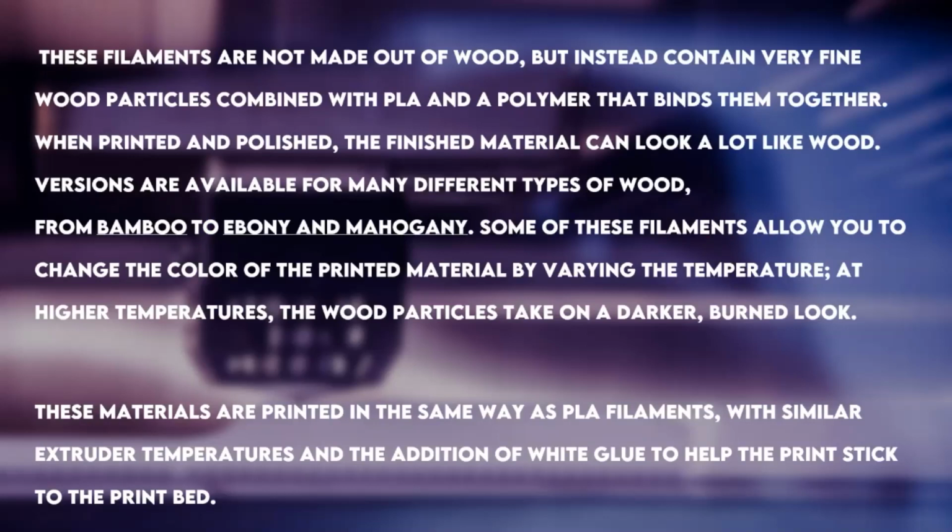Okay. So now these filaments are not made out of wood, but instead they contain very fine wood particles combined with PLA and a polymer that binds them together. Okay, so as I have said, we can use PLA with another polymer that would bind the PLA and wood together. So the finished material can look a lot like wood, and versions are available in different types of wood. Okay, so that's how a wood filament is made.